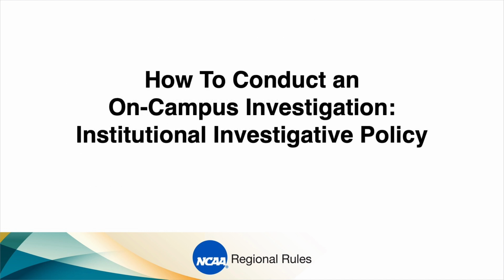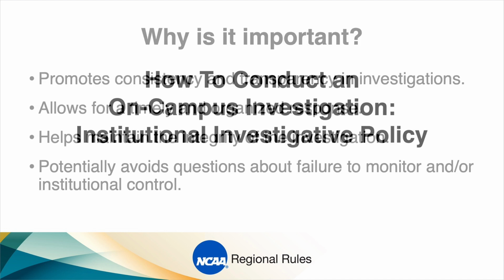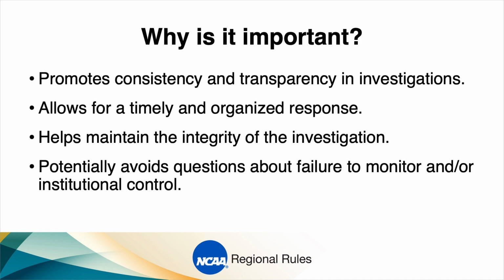So let's start with what the enforcement staff believes is the foundation to an effective on-campus investigation, the institutional investigative policy. It's important to note here that most of what we'll discuss in this presentation applies to investigations into Level 1 and Level 2 violations. While there are takeaways that can be applied to Level 3 violations, we're really going to focus on the investigation of significant violations. An institutional investigative policy is your game plan when potential NCAA violations arise on campus.